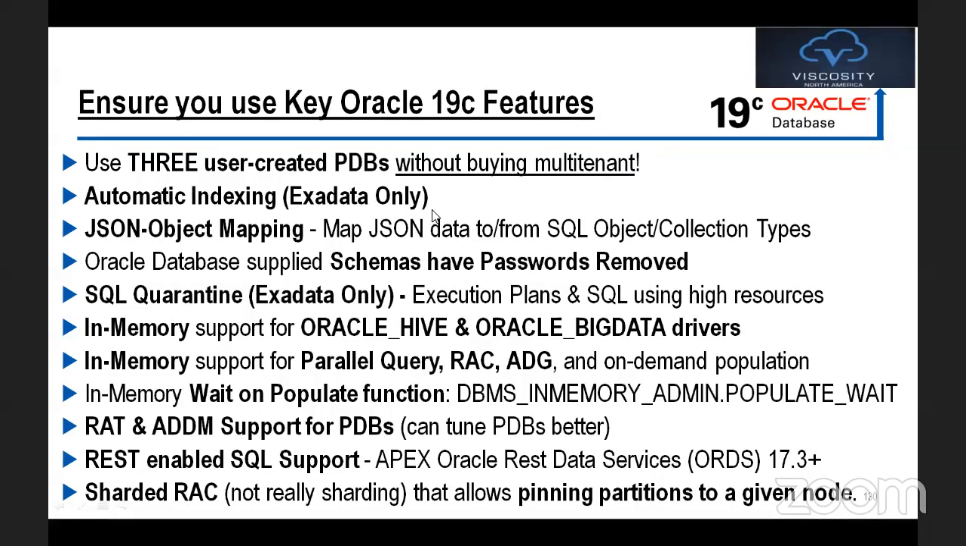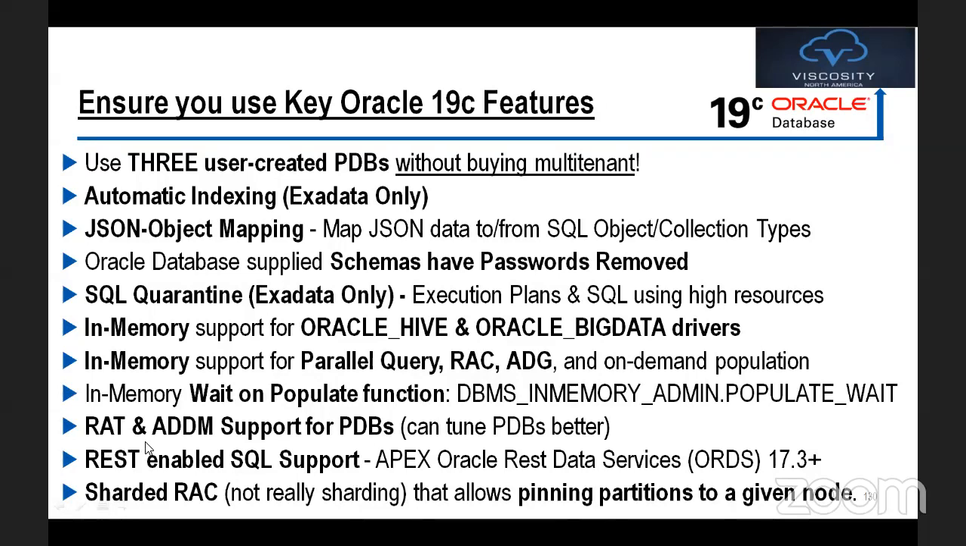Automatic indexing, if I have Exadata or I'm on autonomous database. JSON mapping. A lot of times people have XML, but JSON is a lot easier than XML. So Oracle does both, of course, but they've done a lot more with JSON as well, where you could put JSON in memory and things like that. SQL quarantine, in-memory for Hive and big data. We saw that earlier. And in-memory support also for parallel query, RAC, and Active Data Guard.